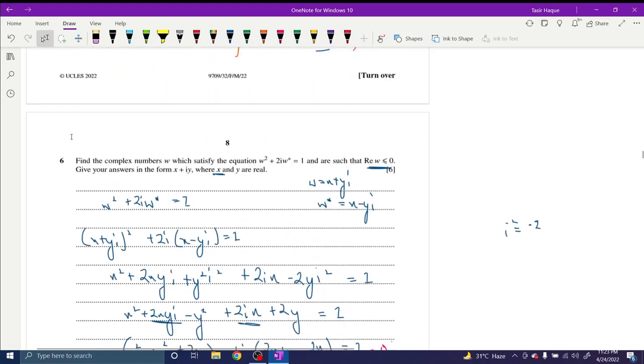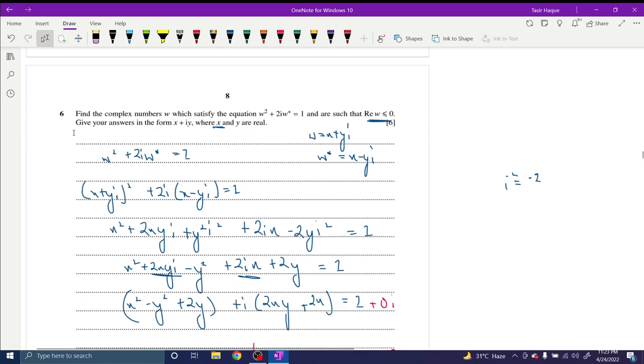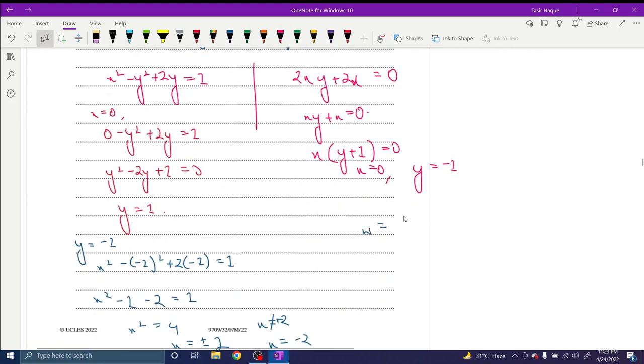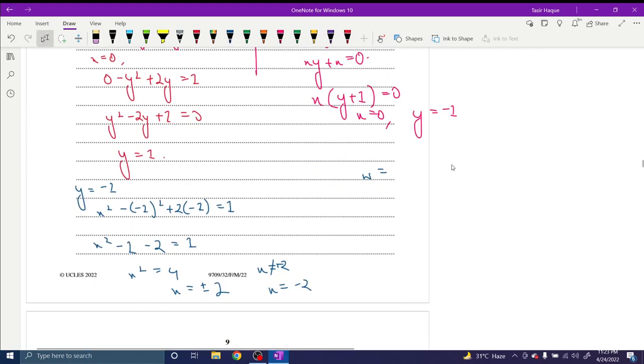So we need to find out w. One of them, when x equals 0, is w equals 0 plus 1i, or just w is equal to i. This is one of them. What about the other one? When y is equal to minus 1, x equals minus 2. So w is equal to minus 2 minus 1i, or minus 2 minus i. That's it.